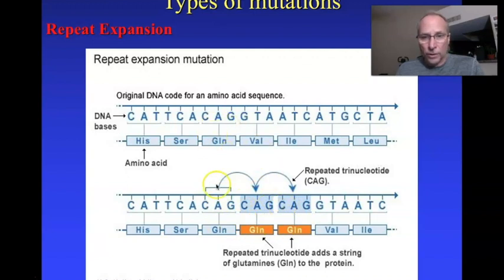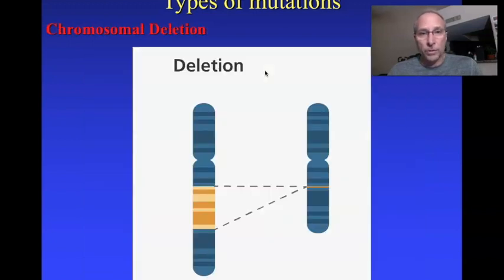Normally you should only have one glycine there, now we've got three. So that's called repeat expansion. It's not really a point mutation. It's, however, different than the next level of mutation. The next level of mutation actually involves usually a chunk of the chromosome. It can be anywhere between 100 or so nucleotides, or thousands or even millions of nucleotides.